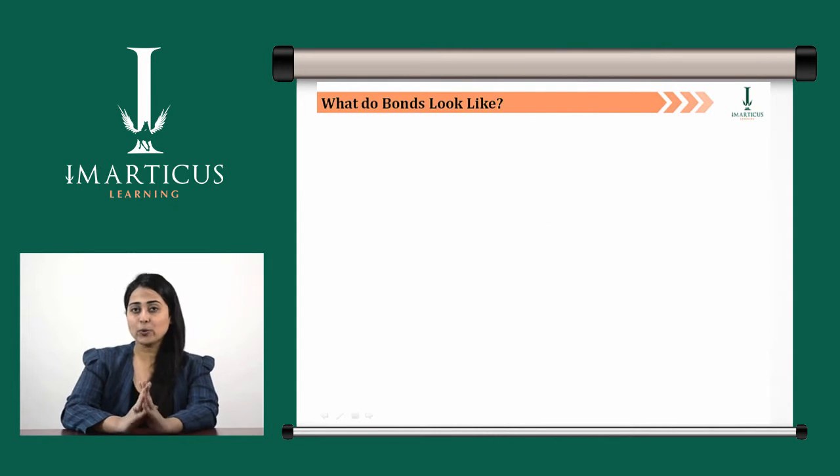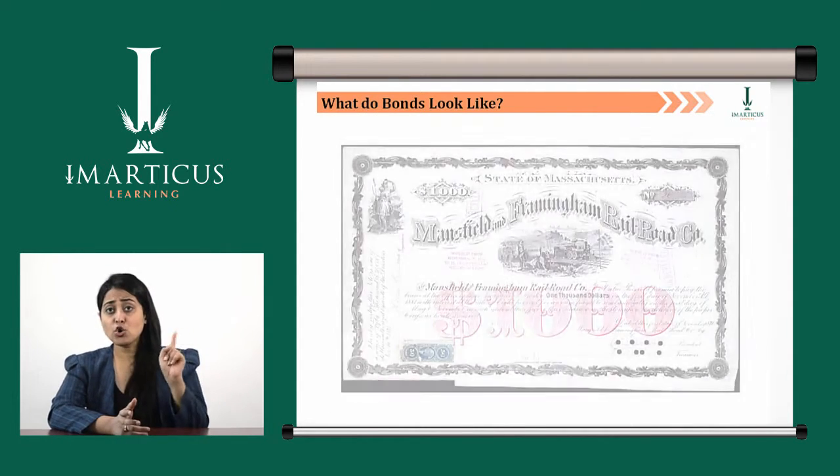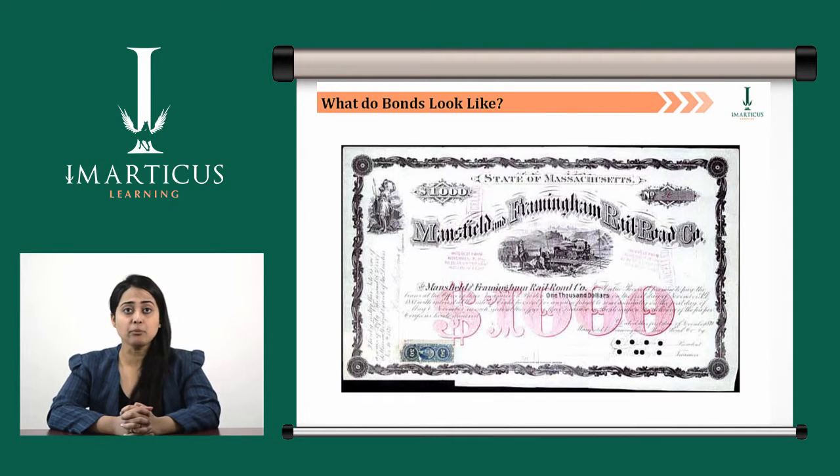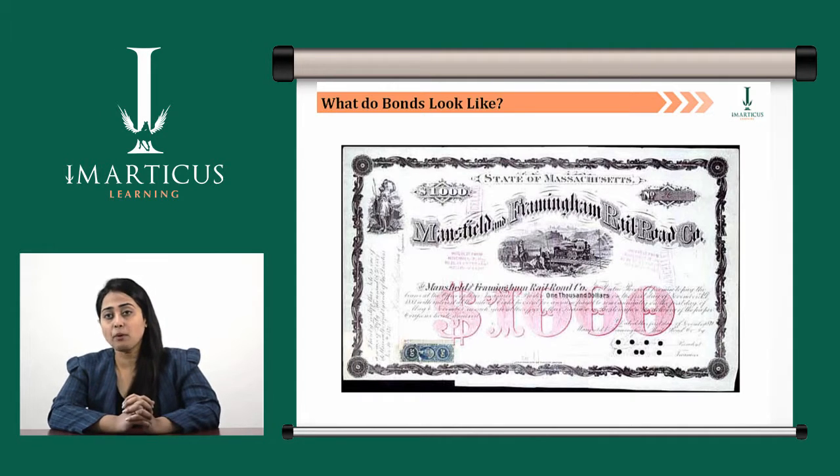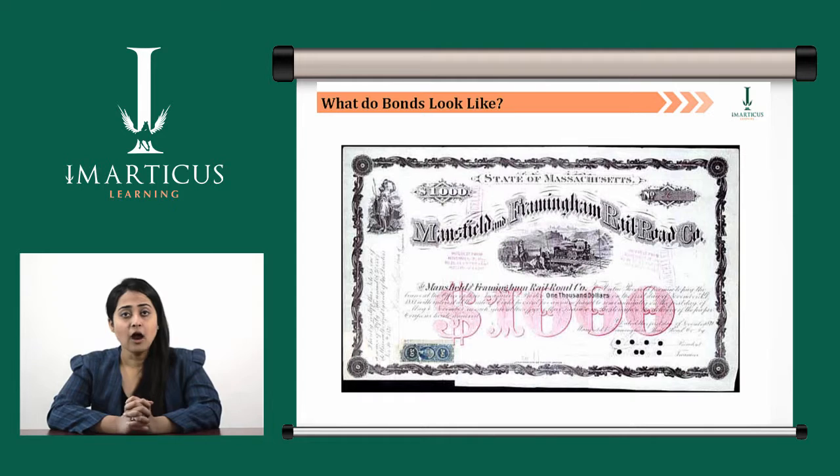Let us see what a bond looks like. Shown on the screen is a sample bond certificate. This bond certificate is from Mansfield and Framingham Railroad Co. It is complete with a coupon in the lower left column. Note that the face value of the bond is printed in pink, written also in the graphic in the upper left of the picture.